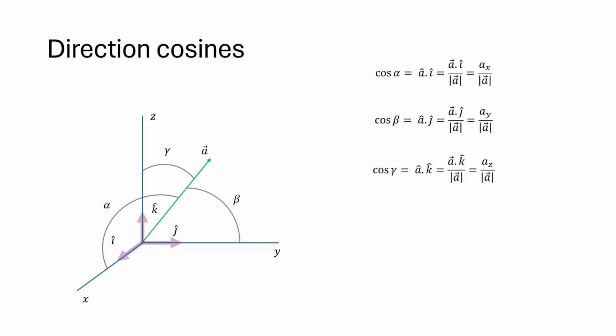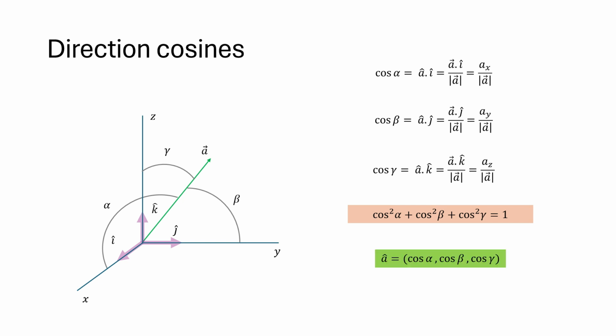This also leads to the following identity, which ensures that the direction cosines correspond to a valid orientation in 3D space. Therefore, given direction cosines, we can construct a unit vector that points in the same direction as the original vector. Now let's look at the cross product of any two vectors.